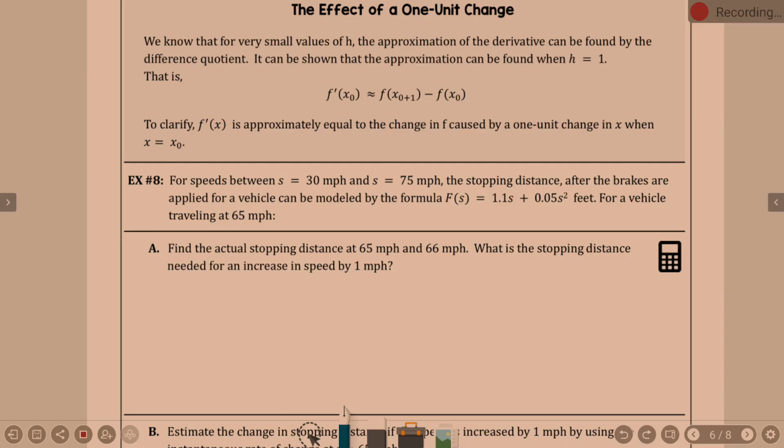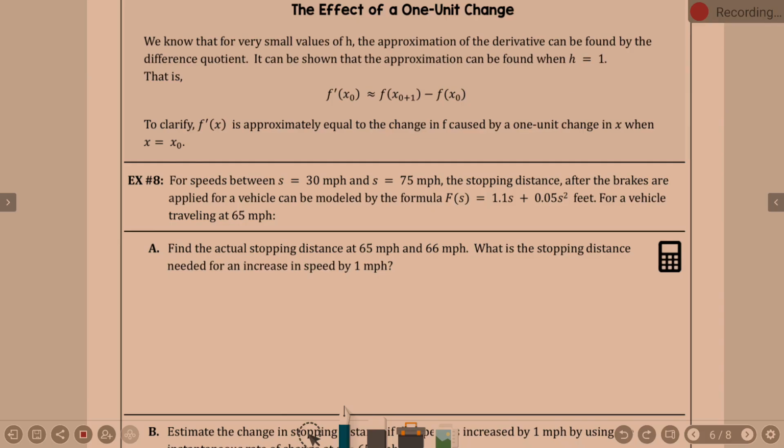Okay, so they're just saying two values very close to each other, you can find an approximate change there. Why does it say 0 plus 1? Why didn't it just say 1? Because if it's x plus h, the h value is the 1 there, because they had h as 1.